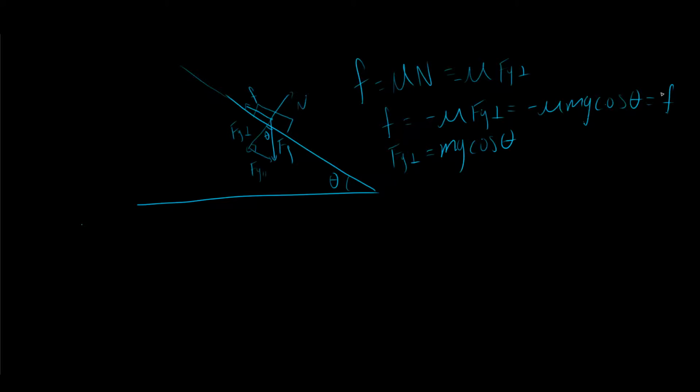Well, I'll just write up this equation. The sum of the forces equals mass times acceleration, right? Obviously, these forces will cancel out, so I really just have force of gravity parallel and the friction. So I'm going to write that down: force of gravity parallel plus friction is equal to mass times acceleration, right?